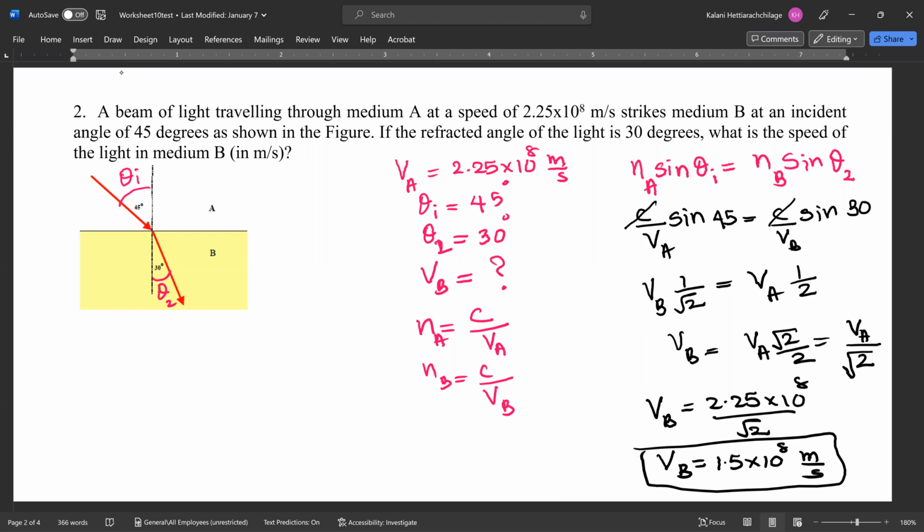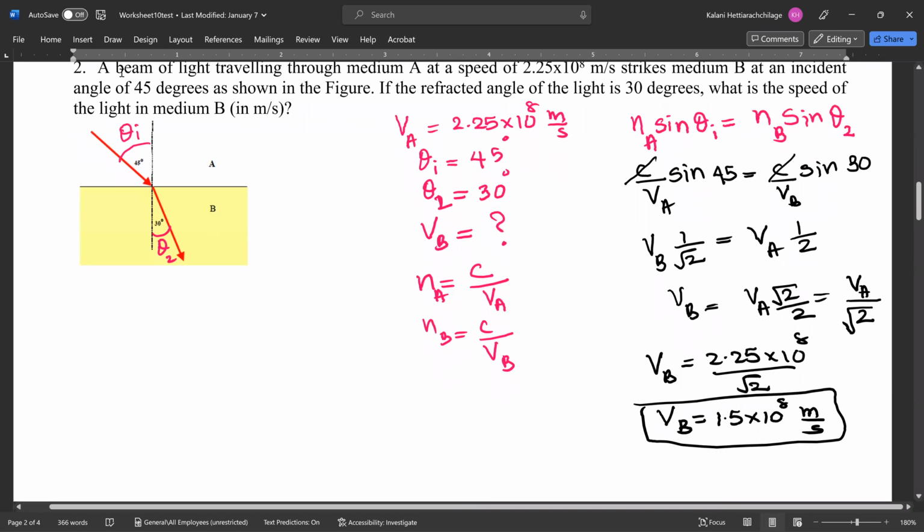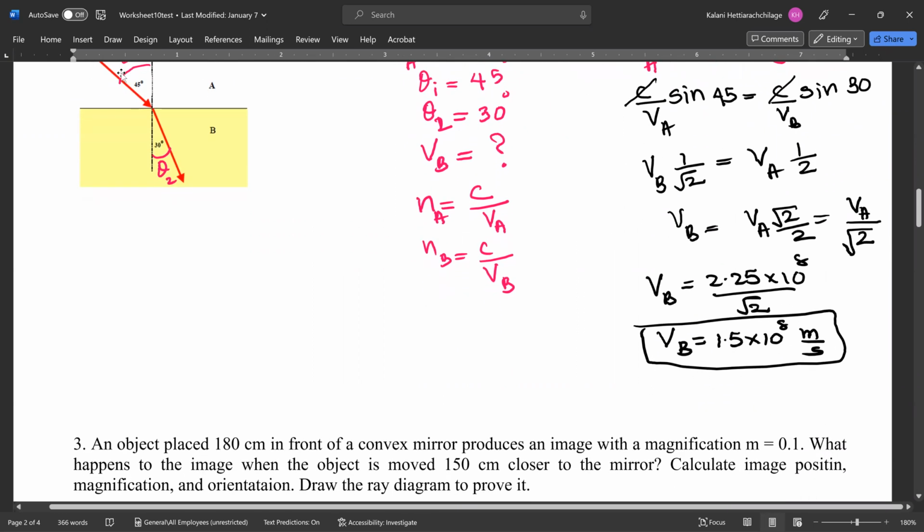So now what you understand in here is that the refractive index of media B is greater than the refractive index of media A. That means the speed of light in media B is smaller than the speed of light in media A. Okay, that's good.